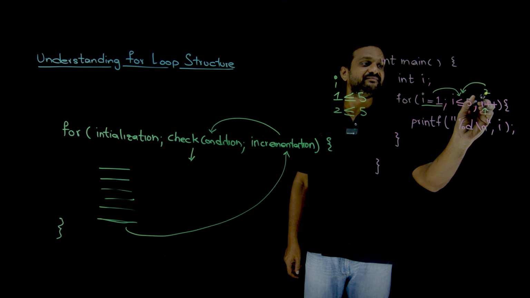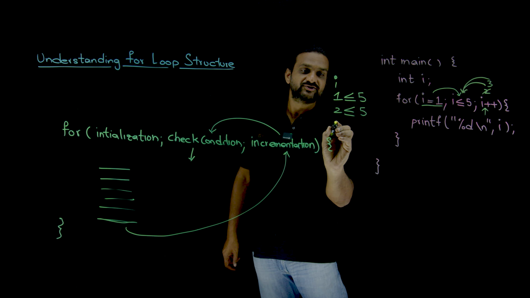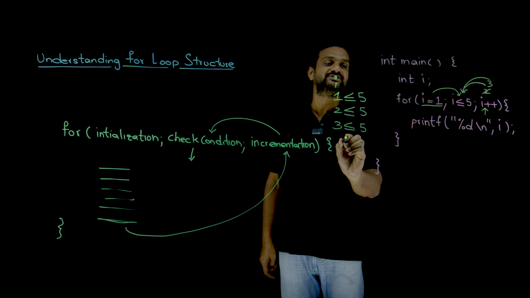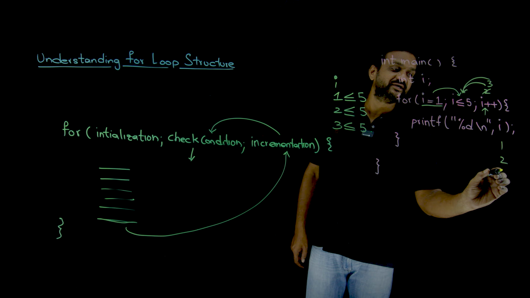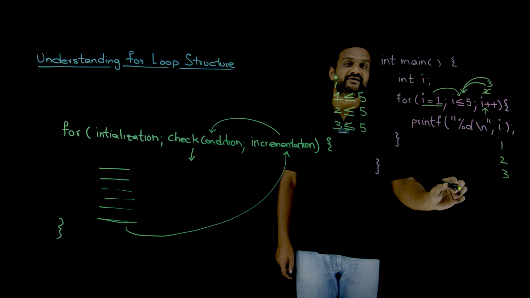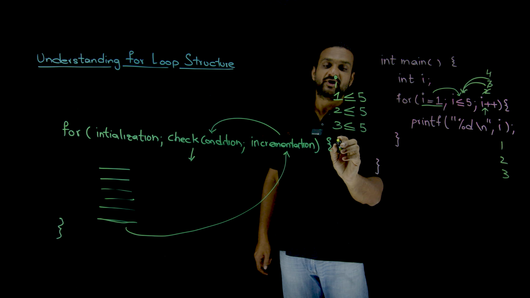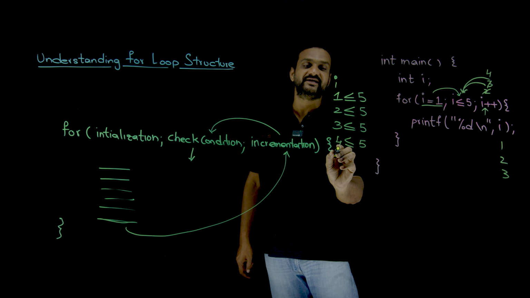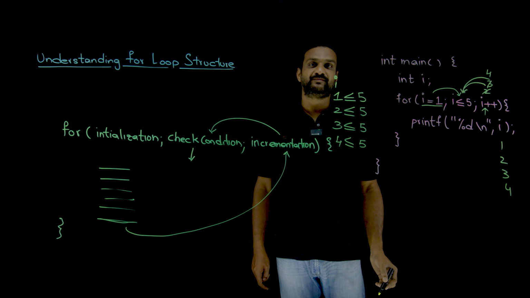Now again the incrementation, the new value of i is 3, and again the conditional check will be done. So here 3 less than or equal to 5. Is it true? Yes, it is true. So 1 and 2 have been printed, and next 3 will get printed. Again the incrementation. Now the new value of i is 4. Again we have to check 4 less than or equal to 5. Is it true? Yes, this is true. So again we are going to print 4.